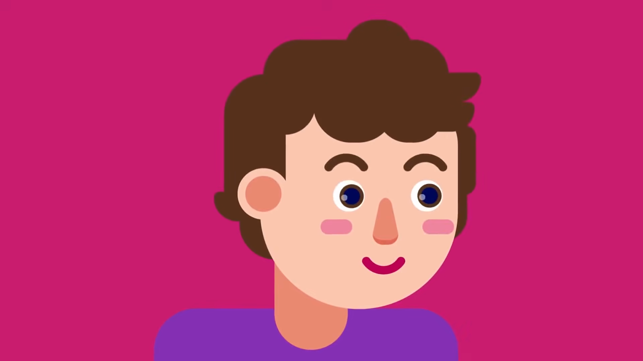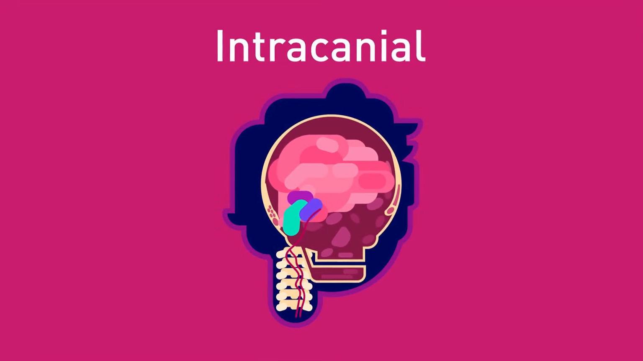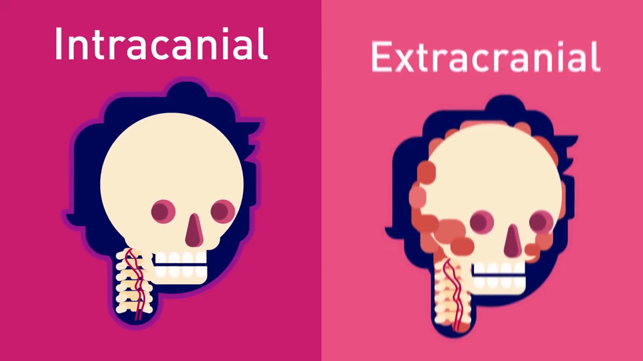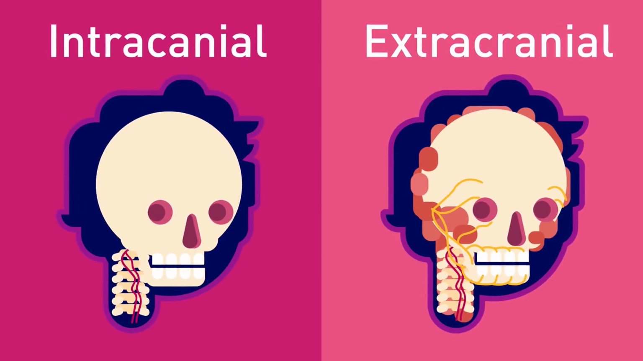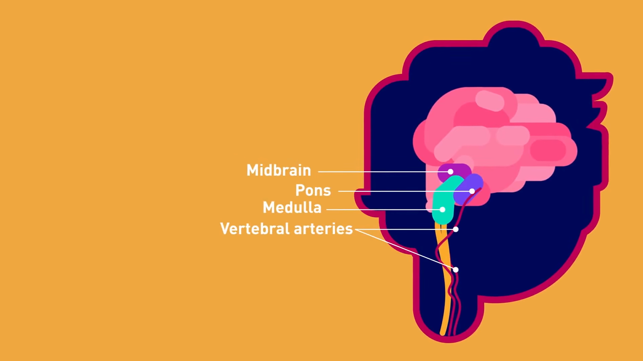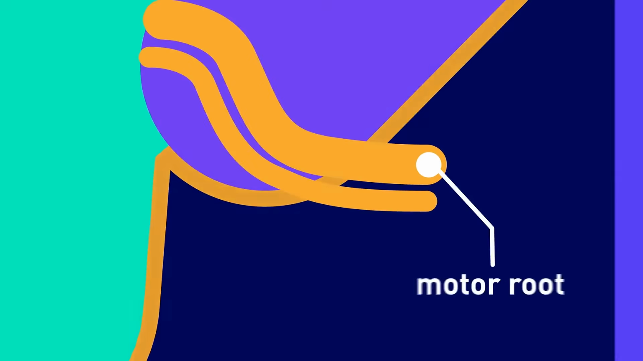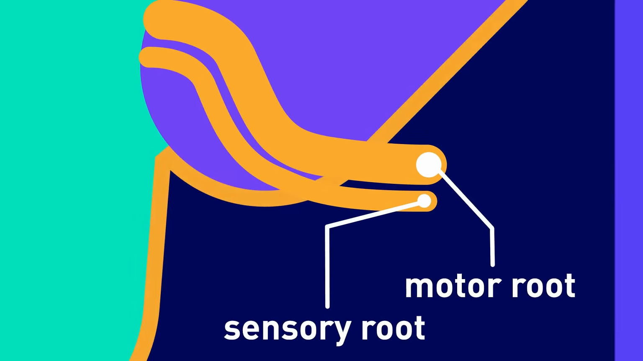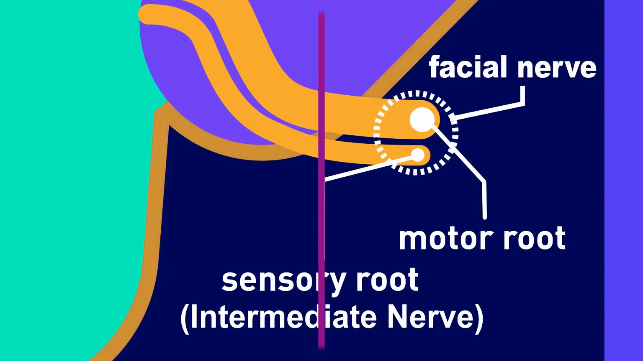The course of the facial nerve can be divided into two parts. Intracranial, the course of the nerve through the cranial cavity and the cranium itself. Extracranial, the course of the nerve outside the cranium through the face and neck. Intracranial, the nerve arises in the pons, an area of the brainstem. It begins as two roots, a large motor root and a small sensory root. The part of the facial nerve that arises from the sensory root is sometimes known as the intermediate nerve.